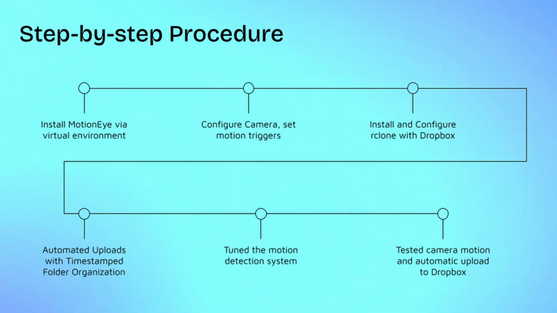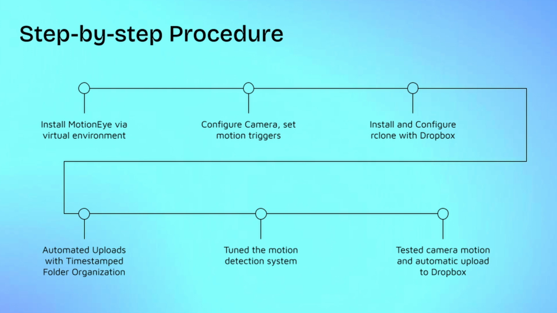Next, let's look at the procedure and a detailed breakdown of how I built the system. I first started off by installing MotionEye in a Python virtual environment so I could avoid package conflicts. I connected the USB webcam and verified it. I then configured the camera in MotionEye and tested the real-time feed. I then tuned the motion detection thresholds and minimum motion frame count.